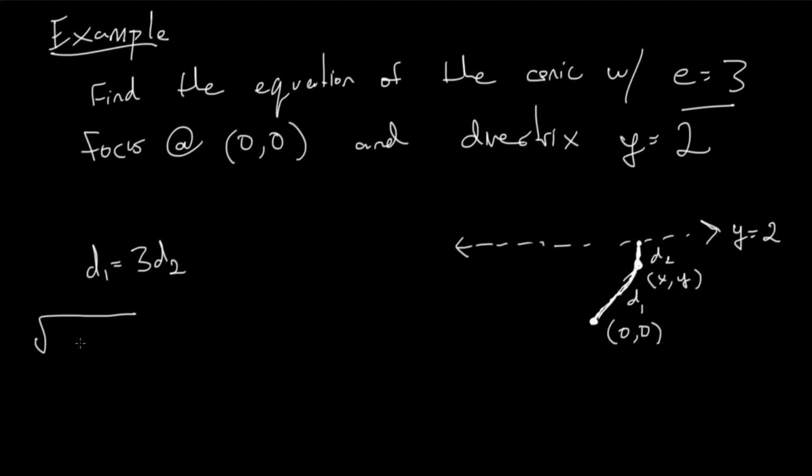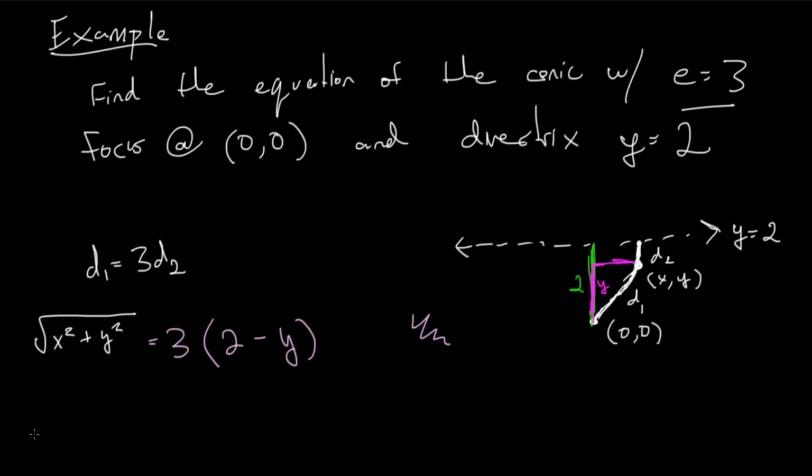This distance, d1, is the square root of x squared plus y squared. This is the distance from (x, y) to (0, 0). And this distance right here is given to us as 2. So it's 2 minus whatever this distance is, which is y. So we have 2 minus y. All right, I didn't quite get back to white, but I will continue.